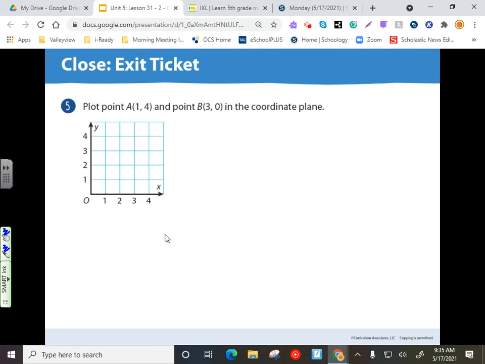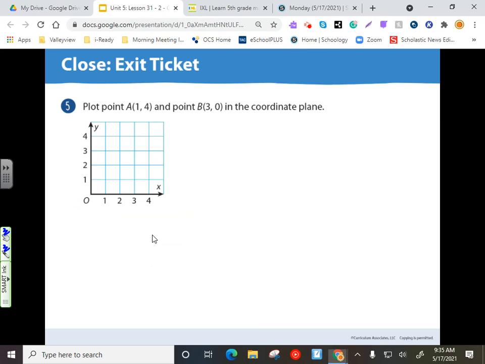And lastly, plot points A and B in the coordinate plane. A is 1, 4. So A is going to go there, and point B is 3, 0. So we go over 3, but since y is 0, we don't move up at all. And there's our last 2 points. Like I said, pretty straightforward for this lesson, similar to the last one.